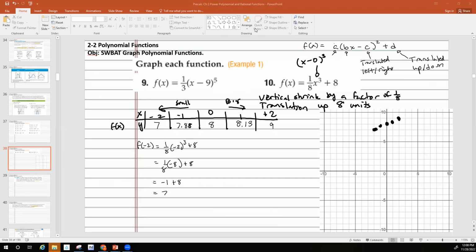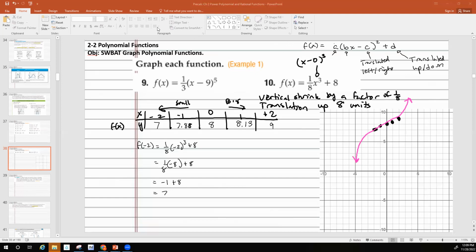But because of that 1/8, multiplying by 1/8, it is shrinking. So it's getting a little smaller. It looks something like this. It looks a little wider too. Just like when you're cooking or making dough, if you squish it, it gets wider. And that's what that graph looks like.